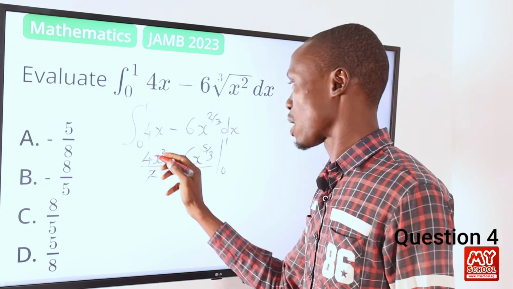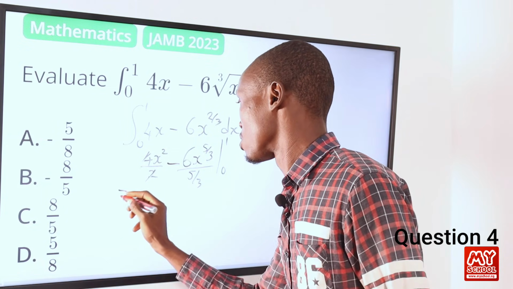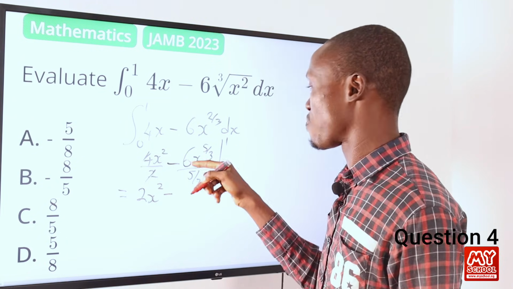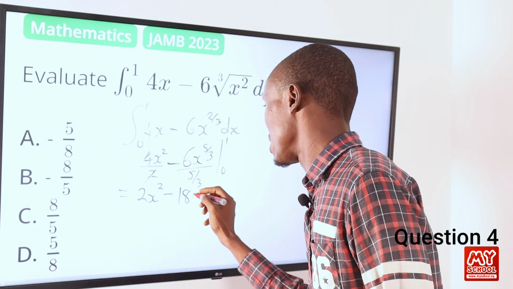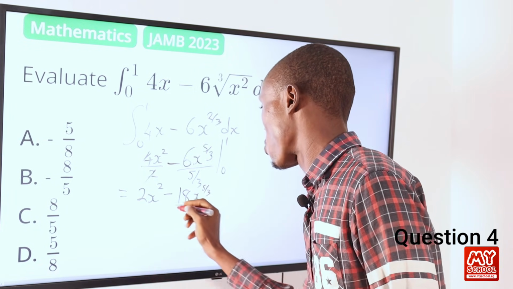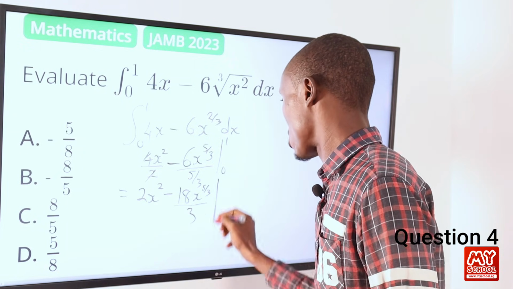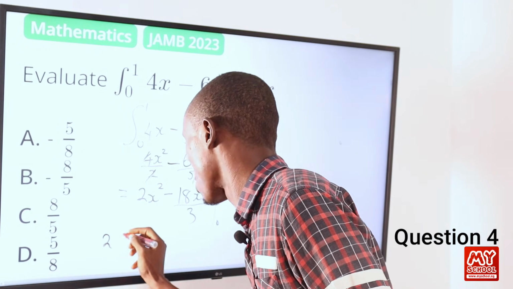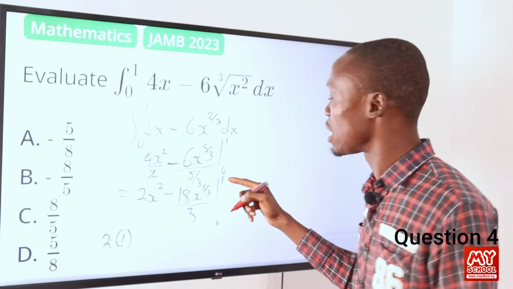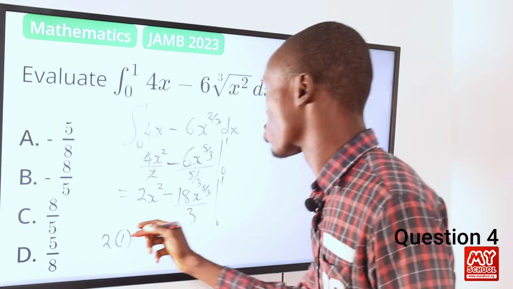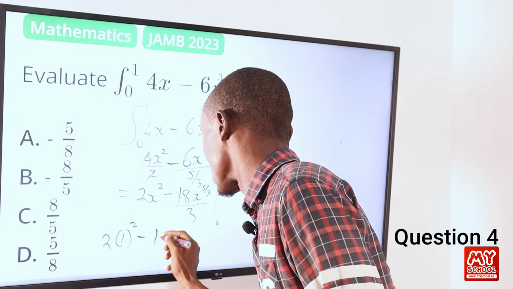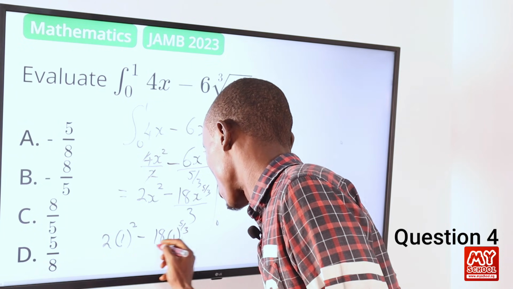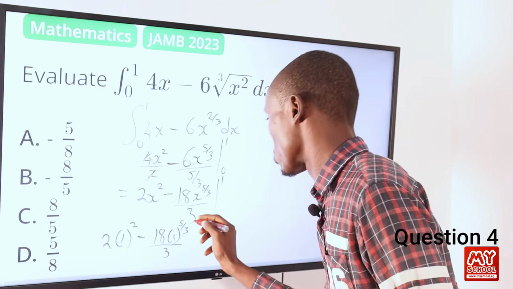Of course, 2 can divide 4. So here we'll be having 2x squared. Okay, minus, so of course this is going to invert, so we are going to be having 18x raised to power 5 over 3, over 3. Then we apply our limit. If we apply our limit, we will be having 2 brackets 1 raised to power 2 minus 18 bracket 1 raised to power 5 over 3, over 3. Of course, this is our upper limit.